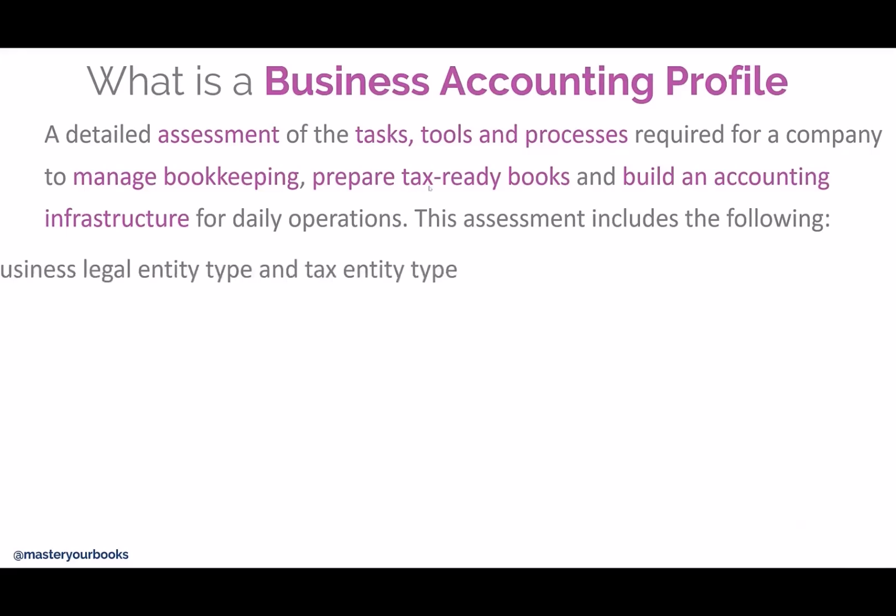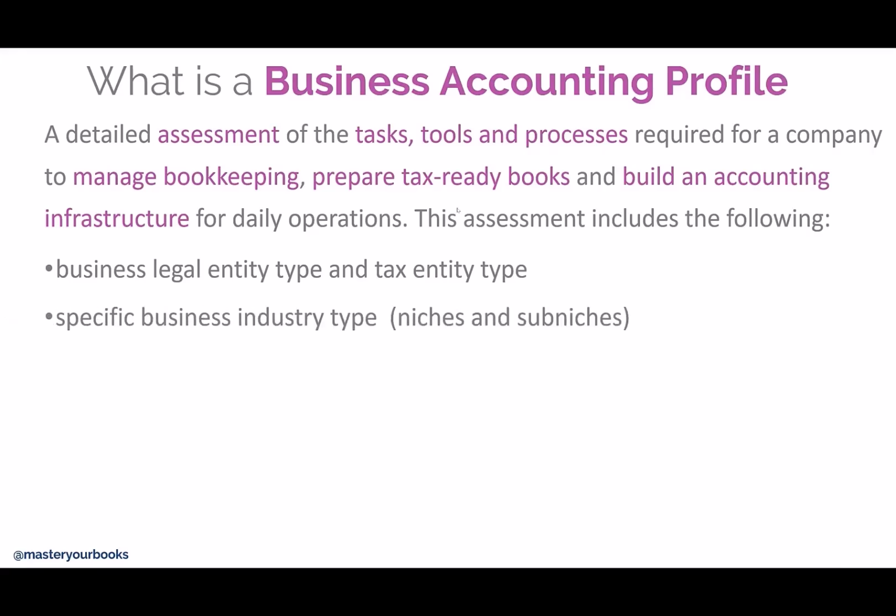So what does that actually include? First, you start with the business legal entity type and the tax entity type. So what actual type of business is it? First, the legal entity, which is completely separate from the tax status, which is the tax entity. So you have to learn about that. Then you have to learn if they're in a specific industry, also known as a niche or a sub-niche.